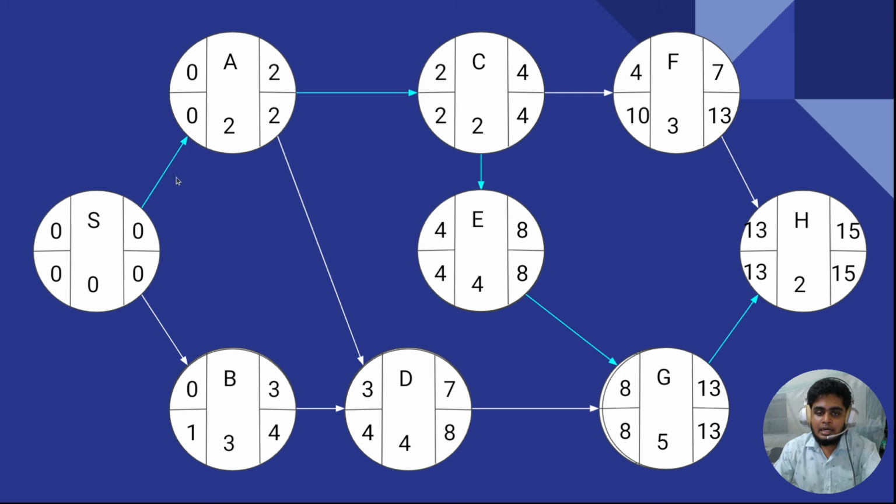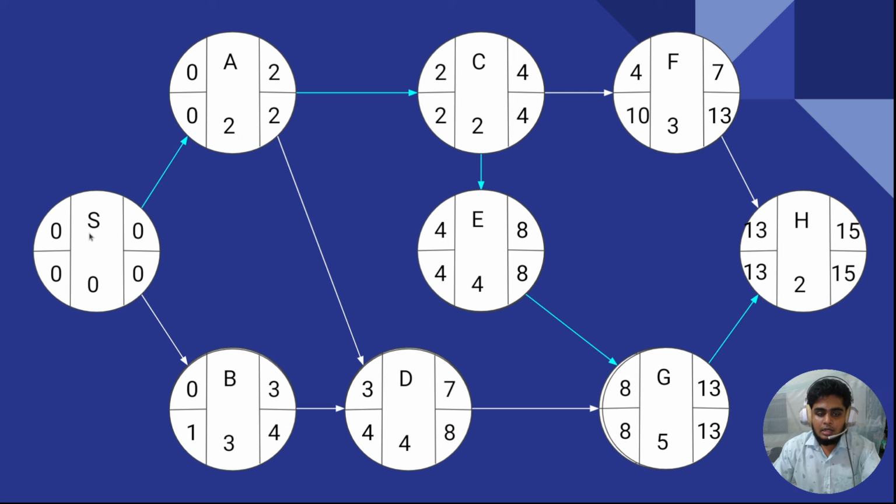Now, to understand this, you have to calculate the slack time, and how you calculate it is simple. Basically you subtract the earliest start from the latest start. If you subtract latest start minus earliest start and get 0, then this activity will be counted. If you get another value, then you have to skip this activity.